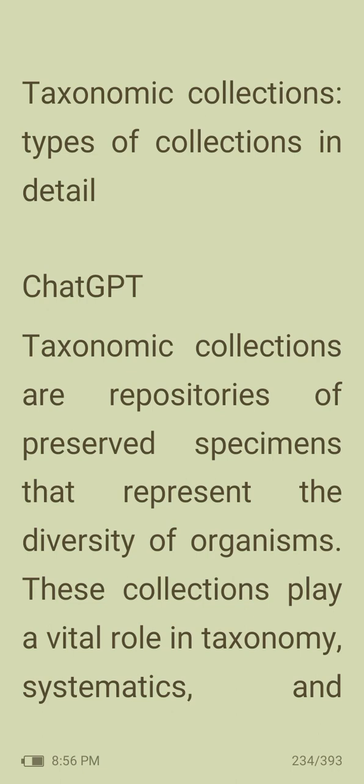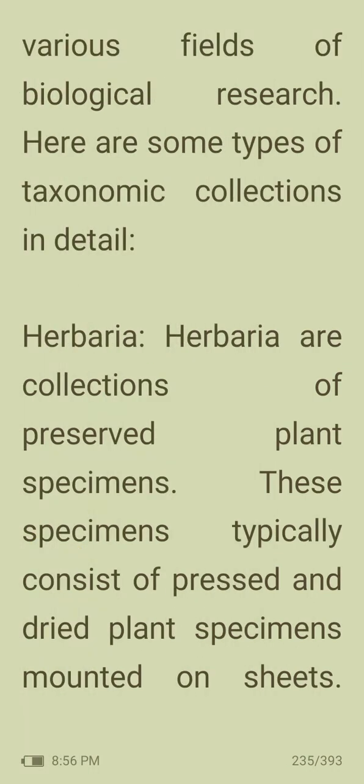Then, taxonomic collections, types of collections. Taxonomic collections are repositories of preserved specimens that represent the diversity of organisms. These collections play a vital role in taxonomy, systematics, and various fields of biological research.